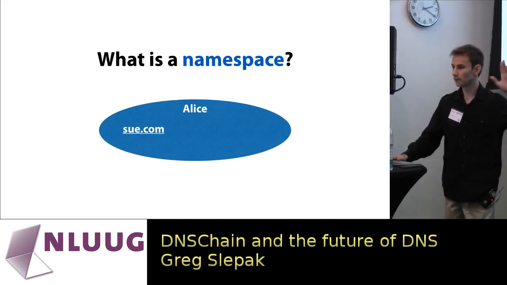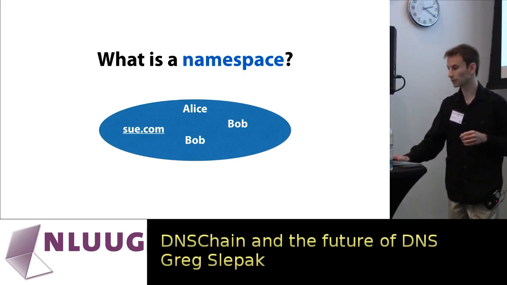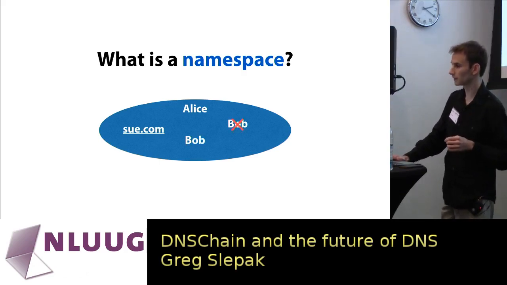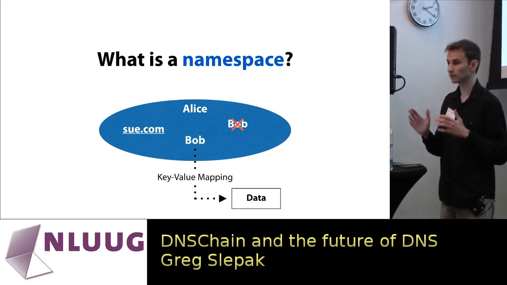So we can throw some names into this space, like Alice, Sue.com, Bob. If we throw Bob in again, no, that doesn't work. That's a name conflict. So it's basically a key value mapping from names to data.